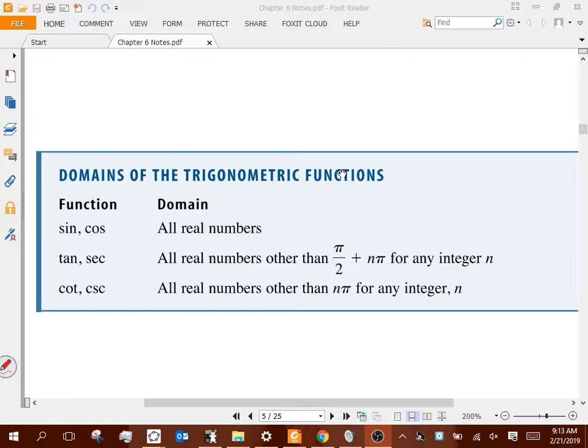Does that make sense? So if I know sine's domain, I should be able to figure out tangent's, or if I know sine and cosine's domain, I should be able to figure out tangent's domain. Now they say here that the tangent's domain is all real numbers other than pi over 2 plus n pi, where n is just an integer.